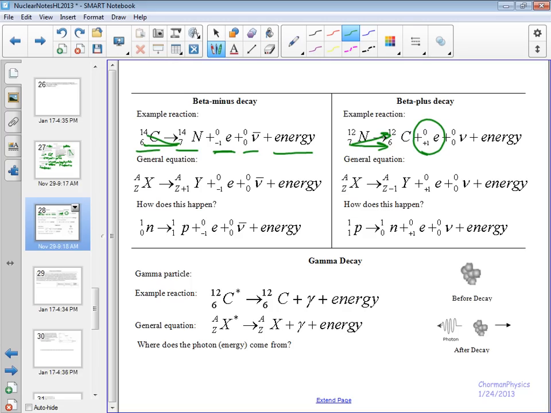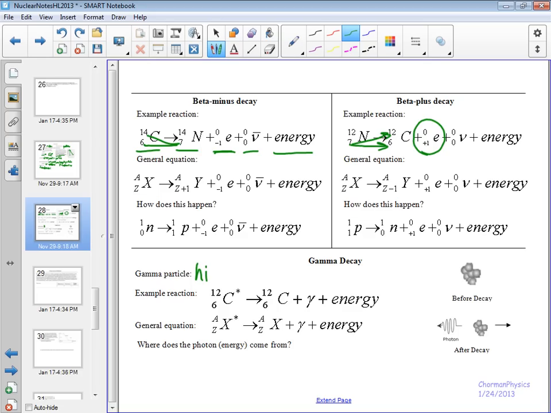So the general equations are below, but when I think of beta minus decay, if you're emitting an electron, that means you're losing negative charge, so you must be increasing in positive charge in the nucleus. Same thing goes for beta plus decay. So think about what's leaving. If negative charge is leaving, that must increase the positive charge in the nucleus. That's just the way I remember it.